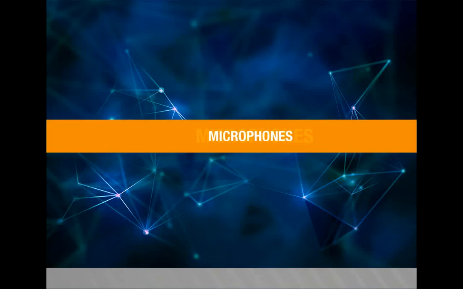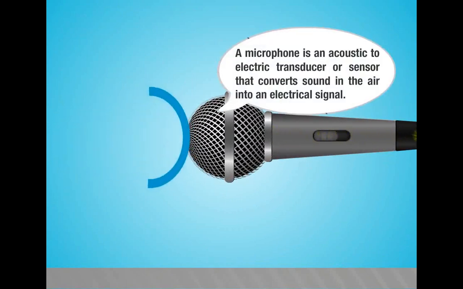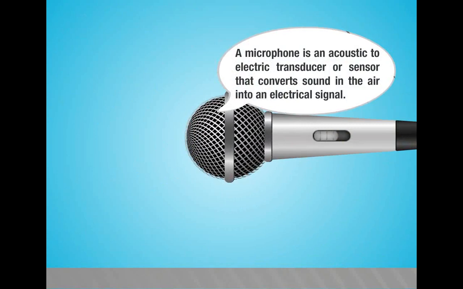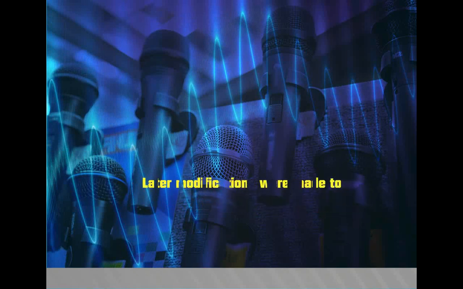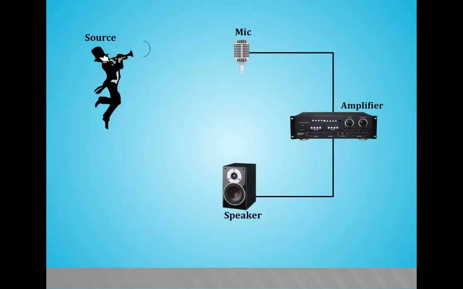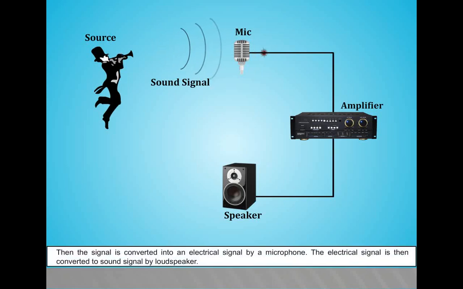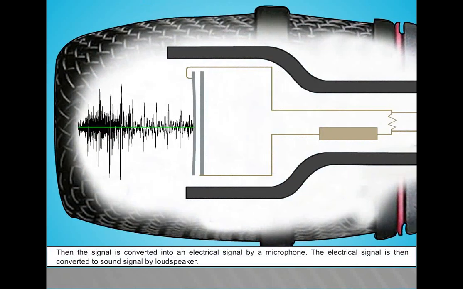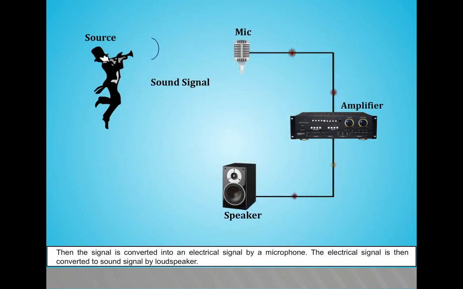Microphones. In this video, we are going to see microphone and its types. A microphone is an acoustic to electric transducer or sensor that converts sound in the air into an electrical signal. Early microphones were invented for communication purposes. Later modifications were made to the design as the microphone was used more in the entertainment industry. First, the information in the form of a sound signal is produced. Then, the signal is converted into an electrical signal by the microphone. The electrical signal is then converted to a sound signal by a loudspeaker.